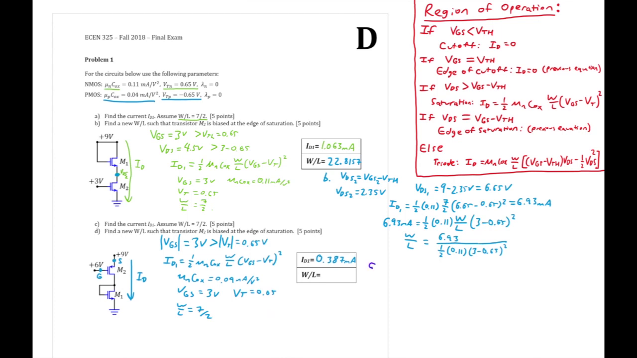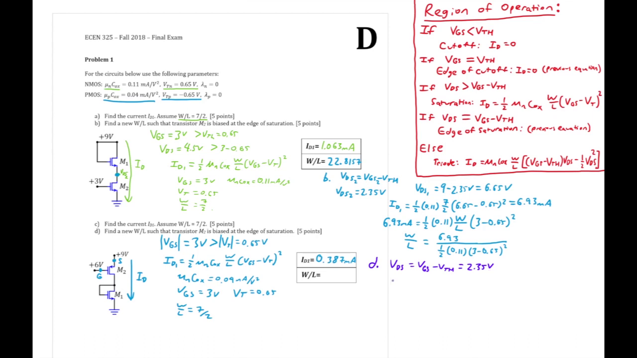Okay, and I'll do letter D in purple. Again, we're trying to find the new W over L such that transistor M2 is biased at the edge of saturation. What this means, again, is VDS is equal to VGS minus VTH. We know our VGS for transistor M2 is 3 and VTH is 0.65. So that means our VDS value, again, is 2.35 volts.